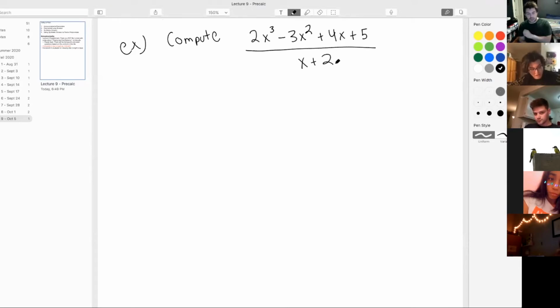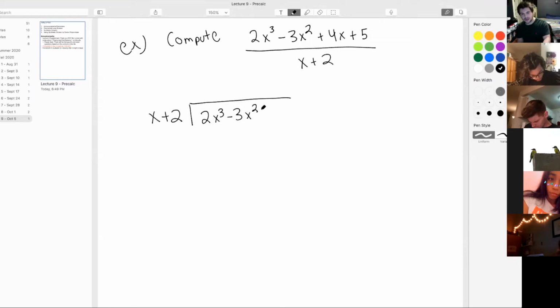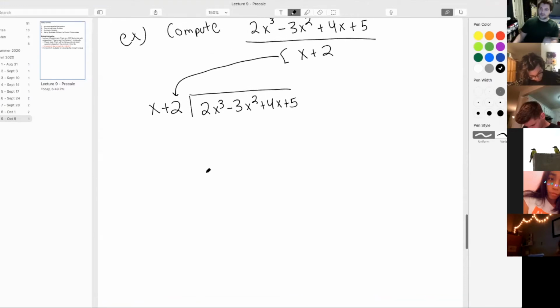Okay. So the denominator, x plus 2, gets put out front like that. And then you open up this bar thingy. I don't know the name of this symbol. And then you put the numerator inside. So this is 2x cubed minus 3x squared plus 4x plus 5. So always the denominator will go out front and the numerator will go inside of this little box. All right, so now we do the procedure.